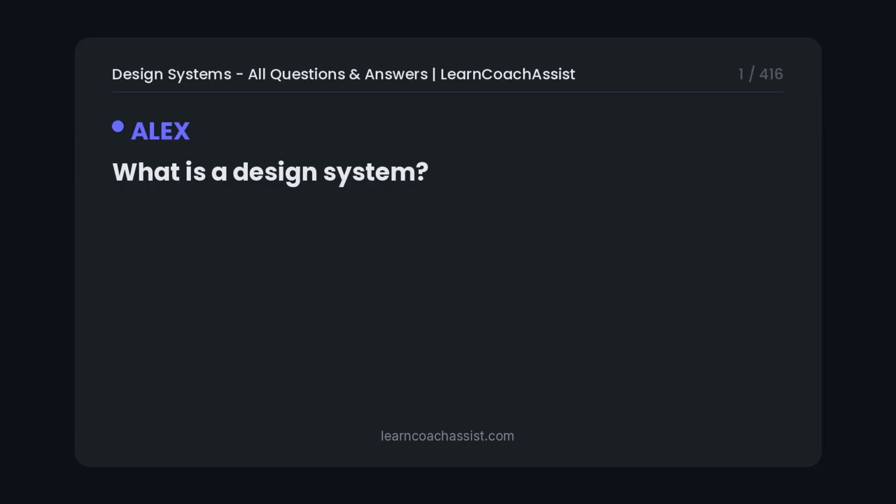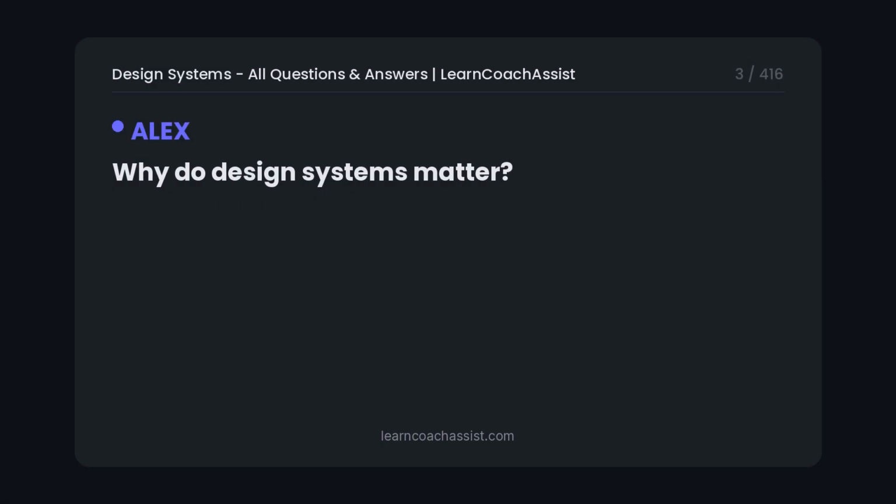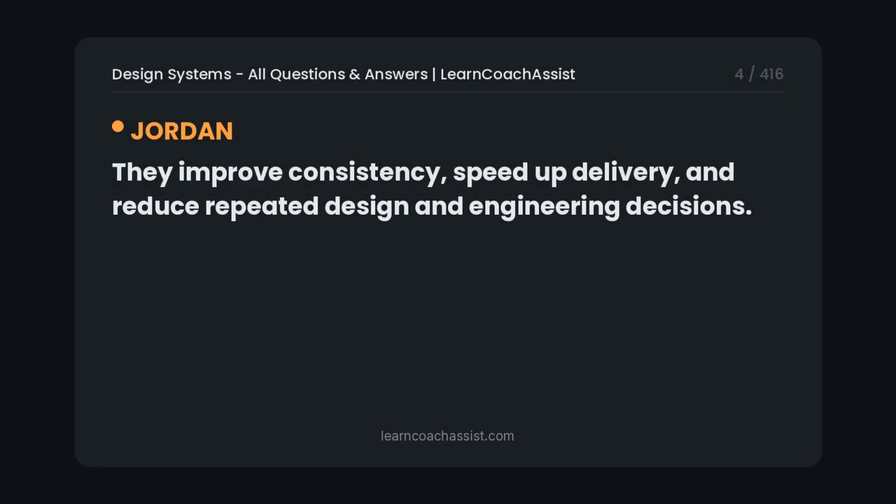What is a design system? A design system is a shared set of principles, components, patterns, and rules that help teams build consistent products faster. Why do design systems matter? They improve consistency, speed up delivery, and reduce repeated design and engineering decisions.